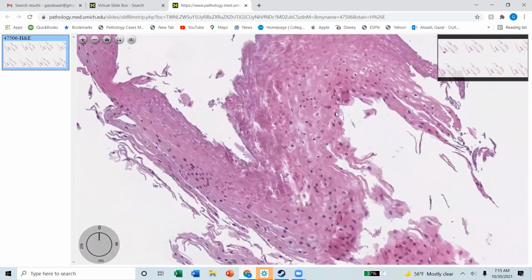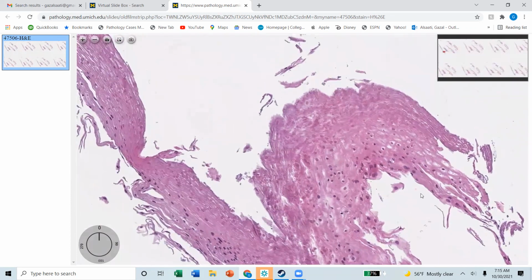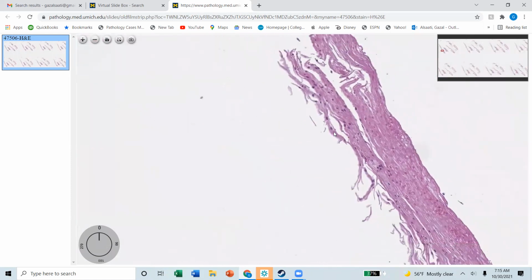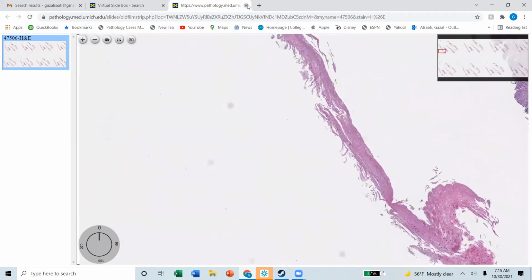But yes, here, this is a nice one. See that area here? You will get pockets and pockets on your slide of just anucleated squames like that. By far, it's my favorite esophageal entity to make the diagnosis for.